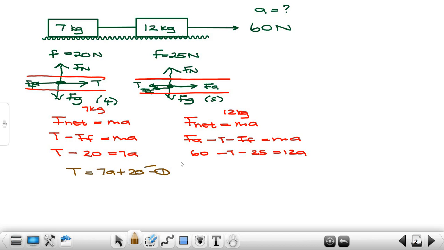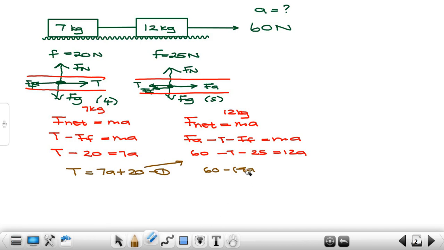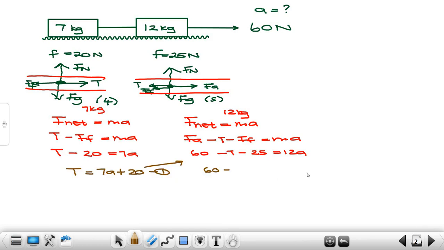Then we have to substitute this into that T there. So it means now that 60 minus T, which is now 7A, let me write that properly, which is now T, but we have the value of it because we've already equated it there. So 7A plus 20, that is T, minus 25 is equal to 12A.